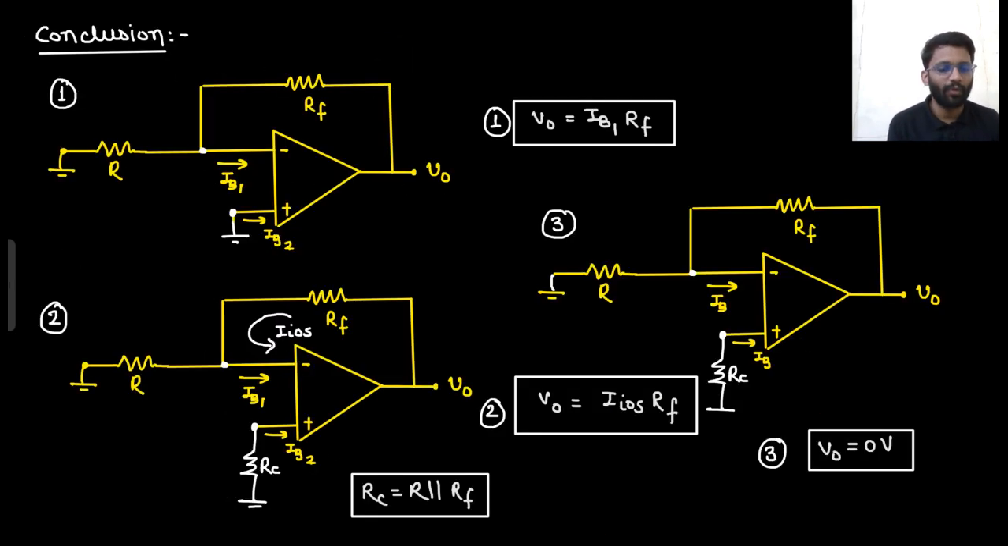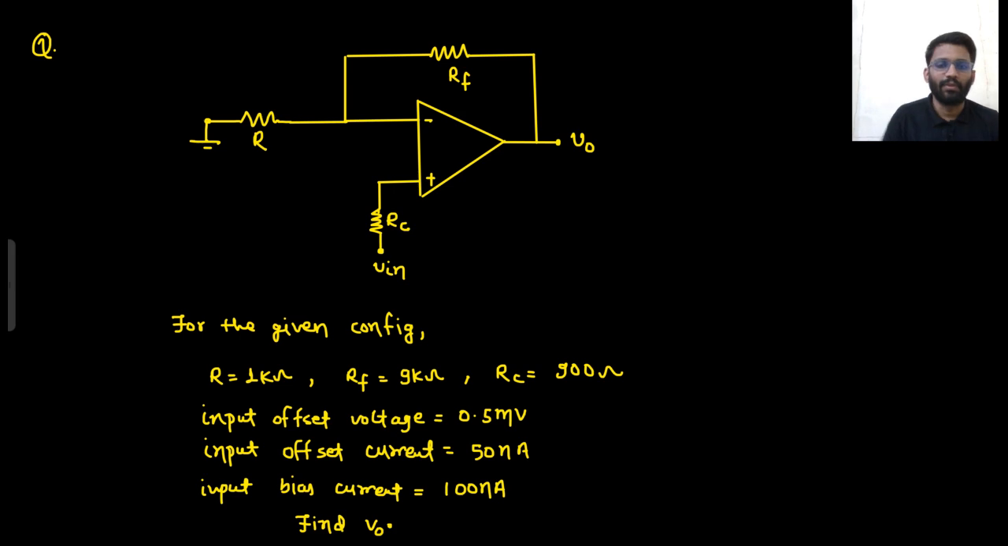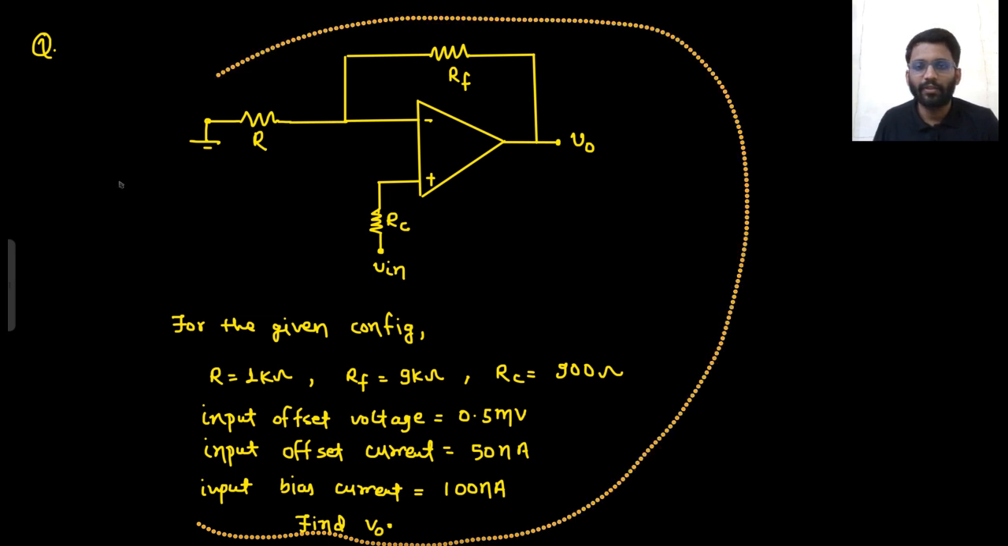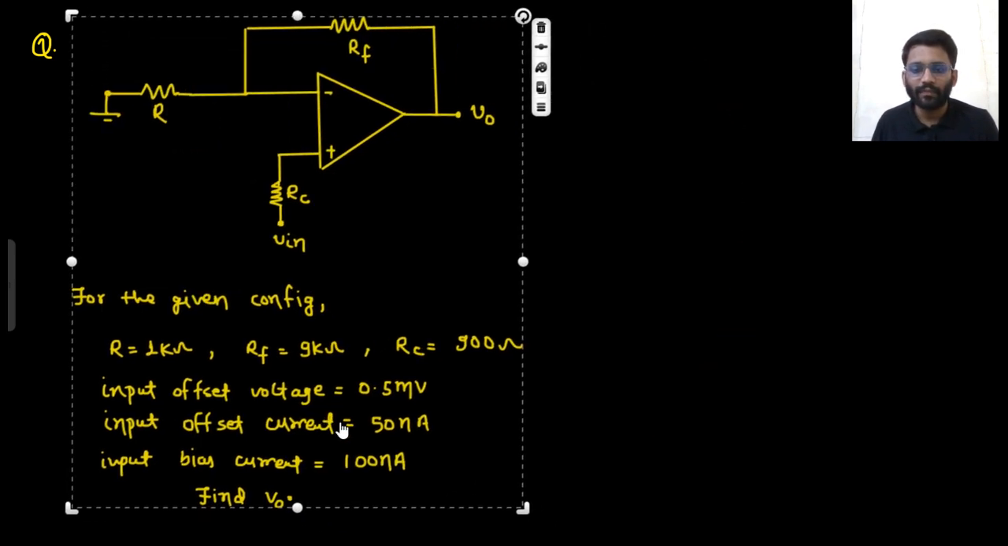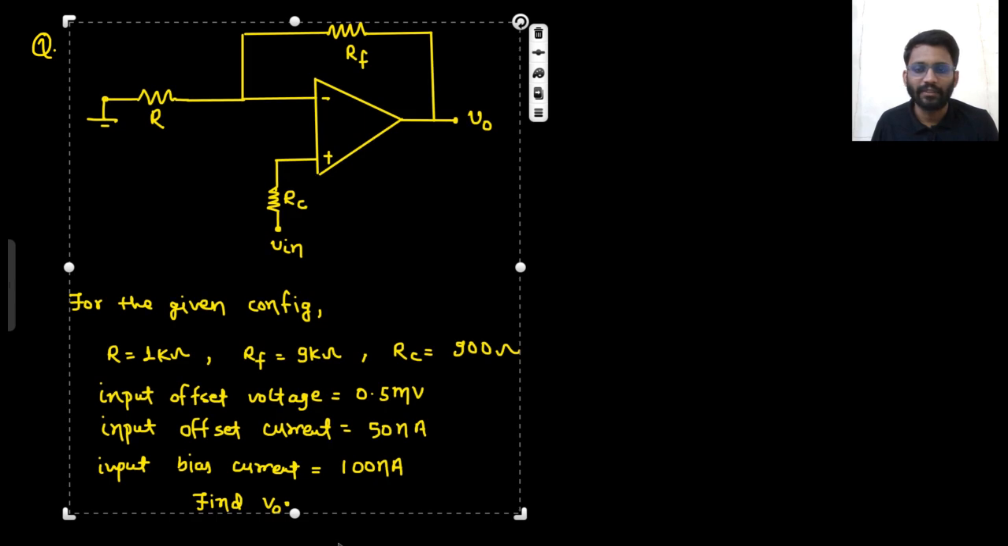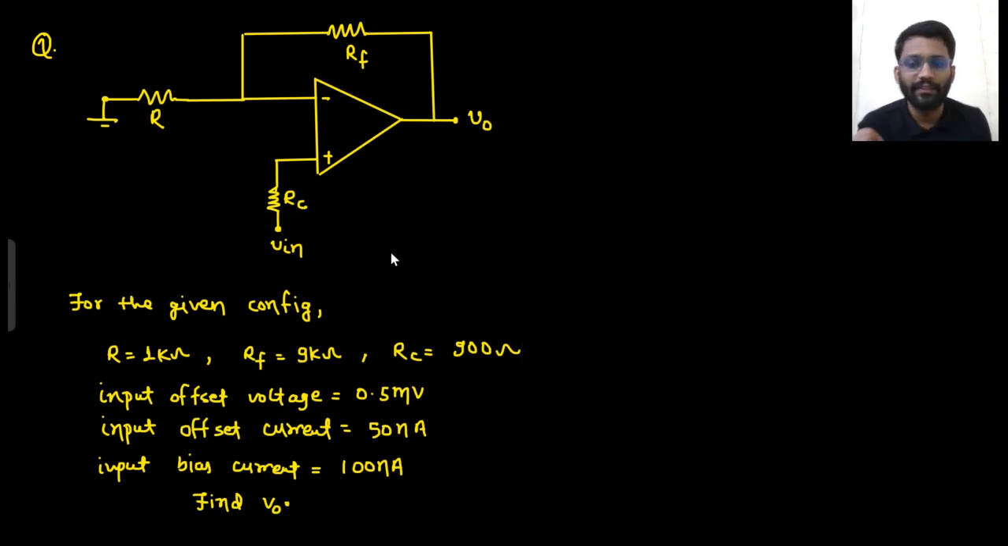We will solve one more problem, it will be more clear to you. So one more problem to make your concept more clear. This particular question is given in front of you. The value of R, RF is given, everything is given. RC value, this compensation resistance value is also given. I'm not saying this is compensation resistance, this is some resistance. This value is given to you. Input offset voltage is given 0.5 millivolt. They have given input offset current.